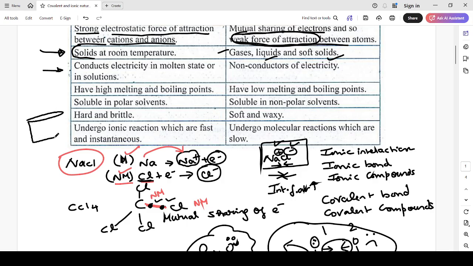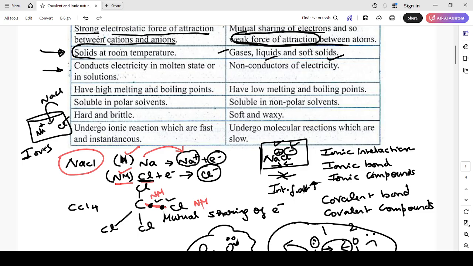So I am taking sodium chloride, I am going to put it in water. It will exist as Na+ and Cl-. They are present as ions here. Ions generally carry electricity.